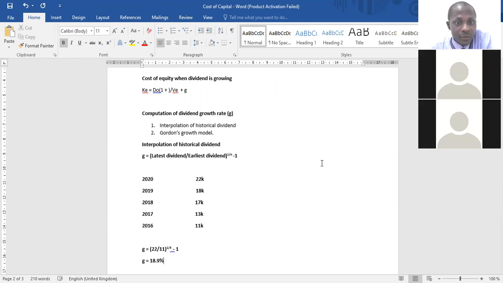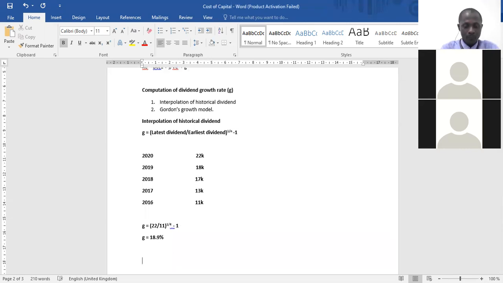Yeah, that's correct. So 0.189, when you convert it to percentage, you get 18.9%. Now, this is one way of using the historical dividend interpolation formula. Now, it can come in another way. Let's see this. Assuming the question comes in this way.